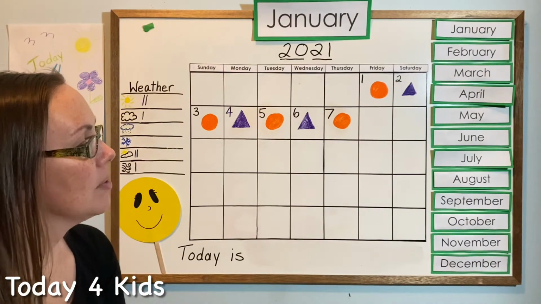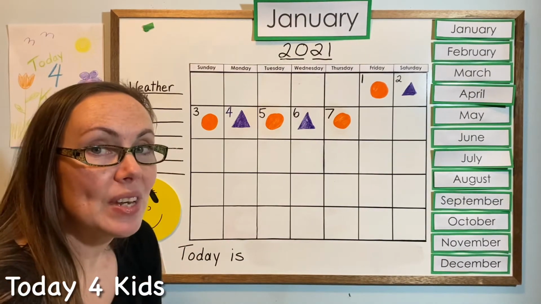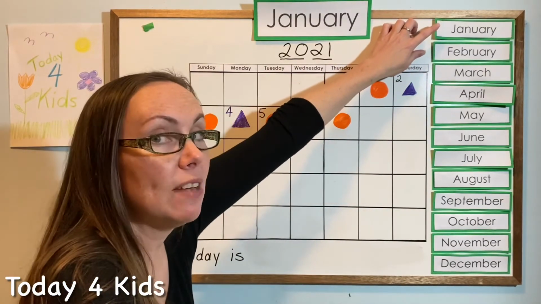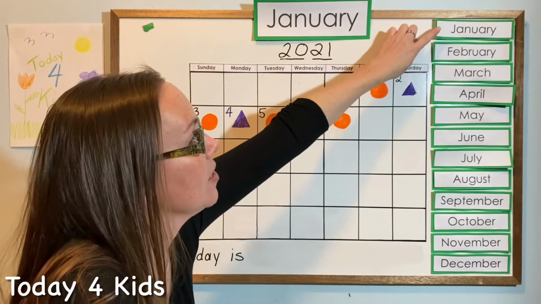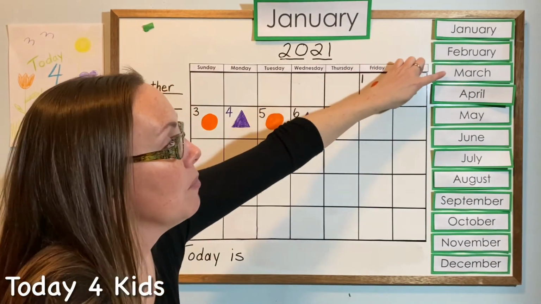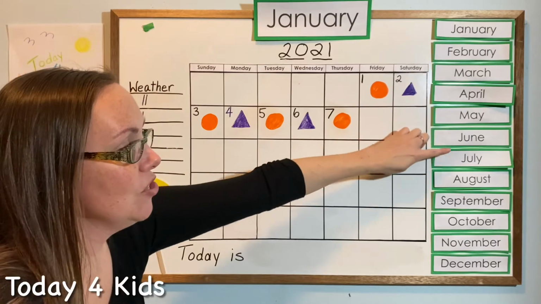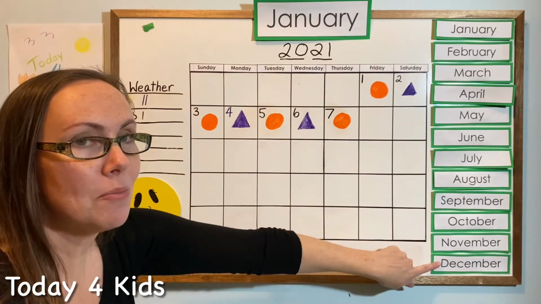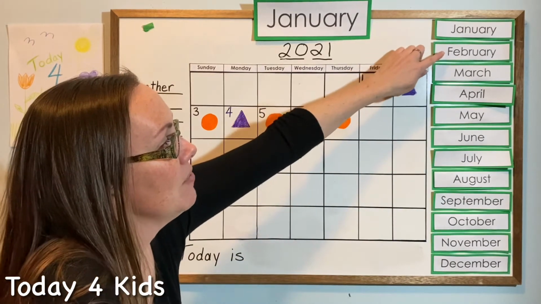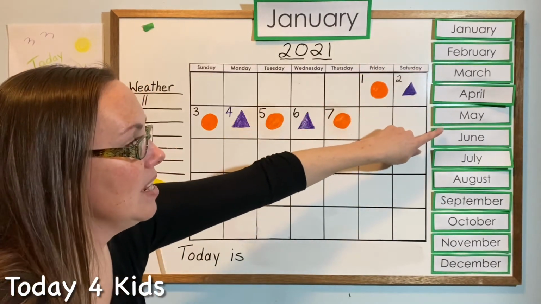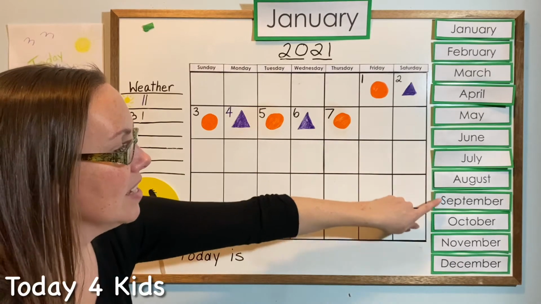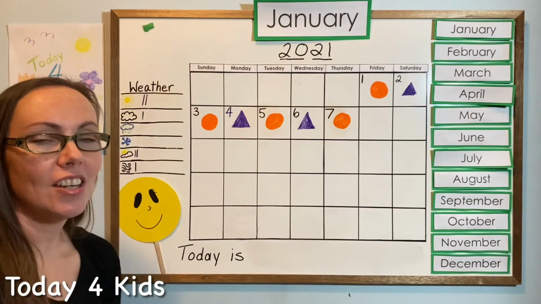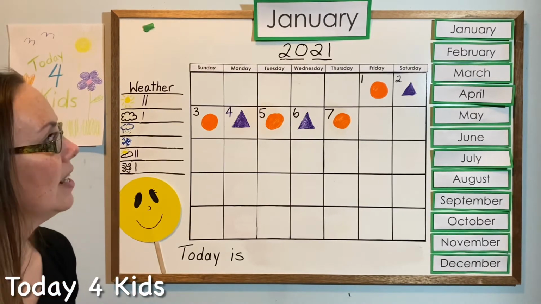Good job. Let's see if we can remember the names of the 12 months. Start at the top. Try them with me. It's okay if you don't know them all. We'll keep practicing together. January, February, March, April, May, June, July, August, September, October, November, December. Good job. I love it when you try.